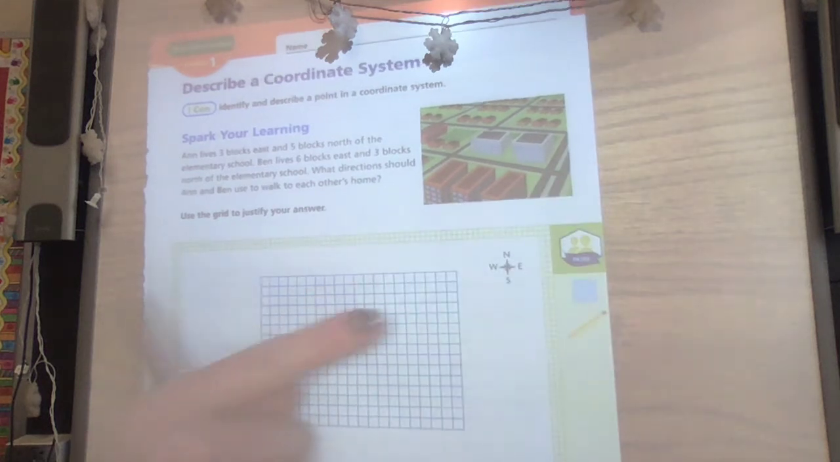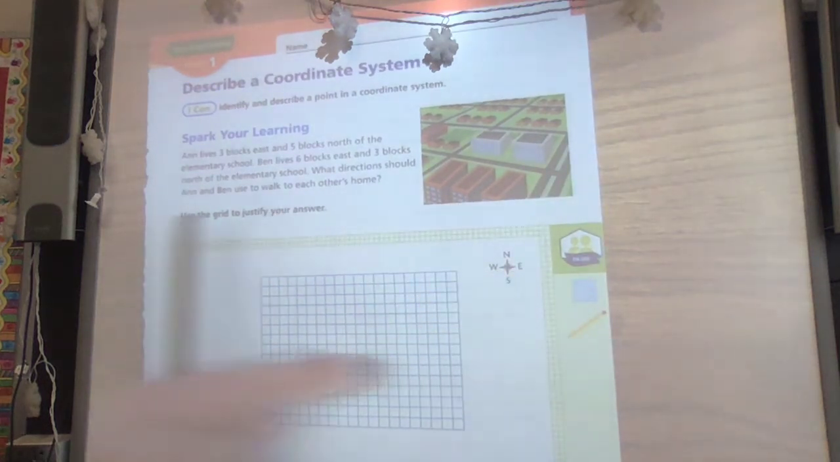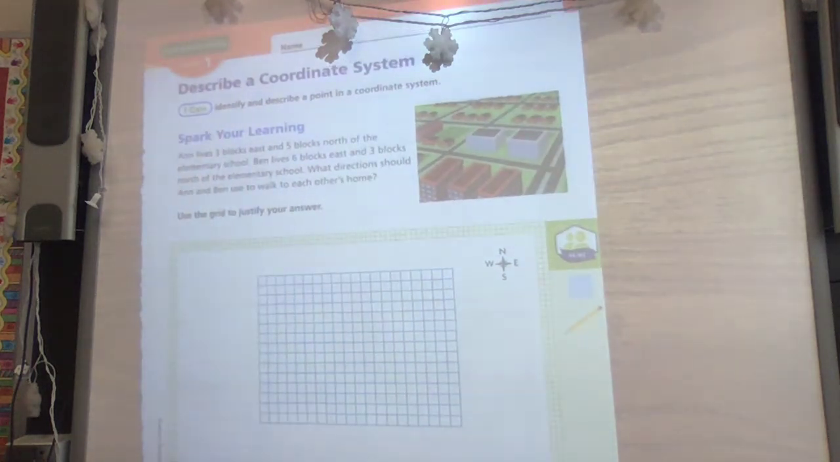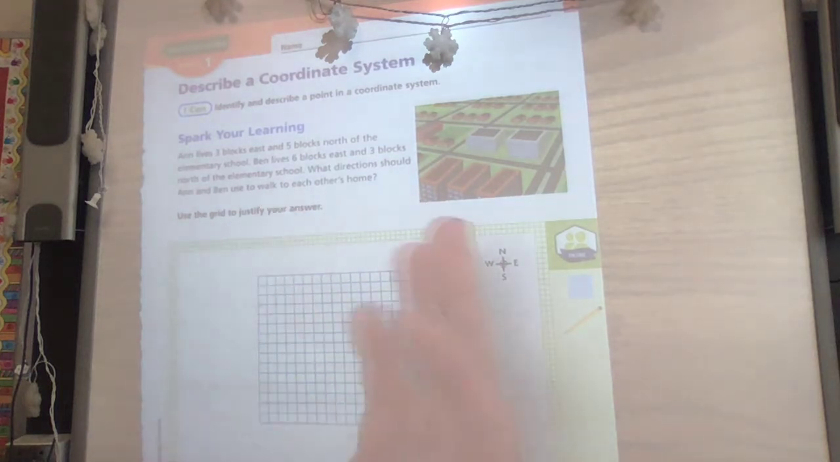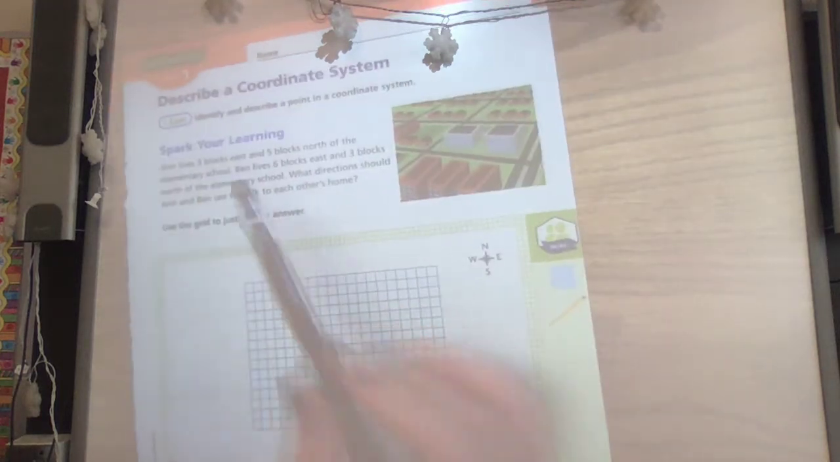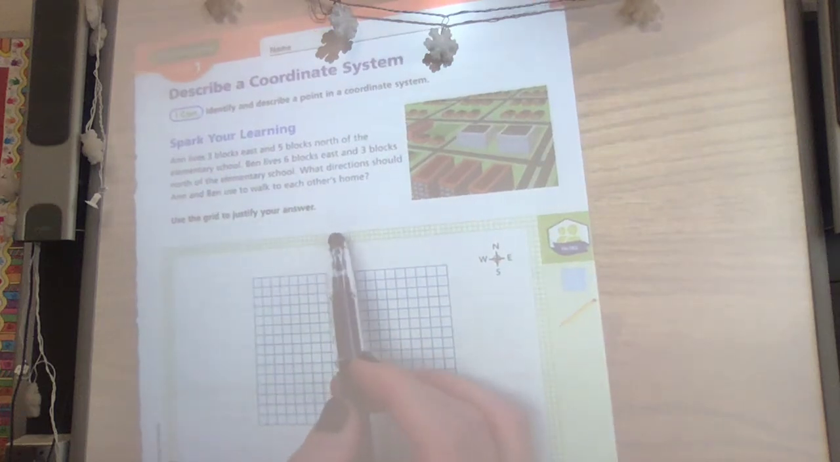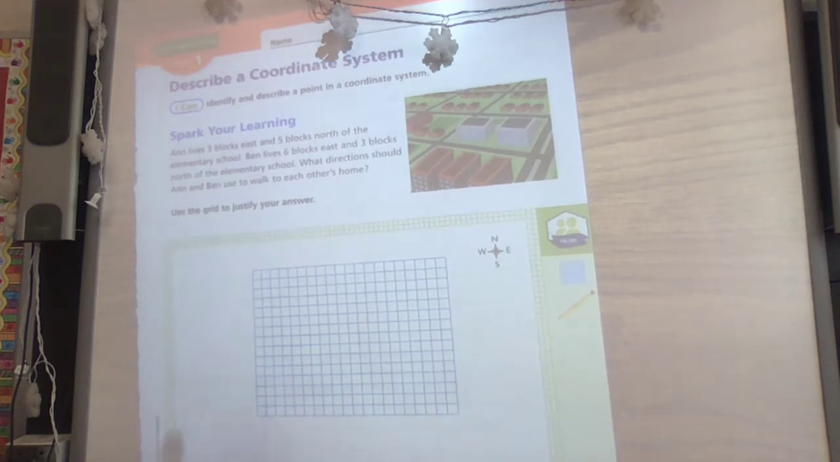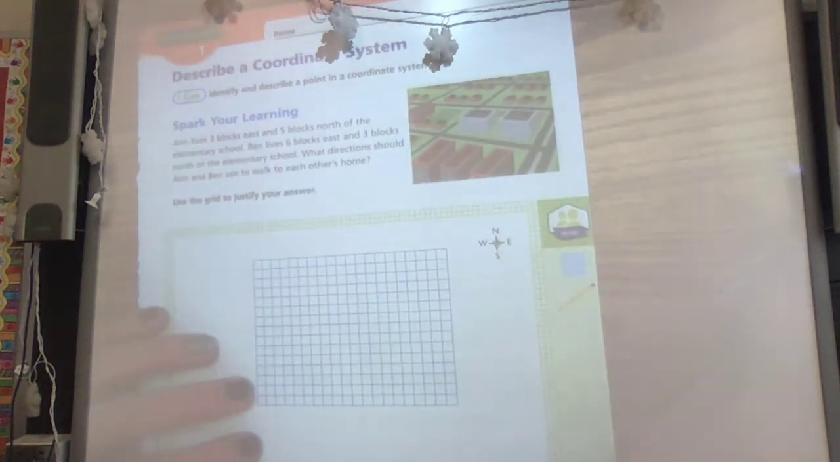We've got east over here, so if we're going east, we're going to the right. West, we're going to the left. North, we're going up, and south, we're going down. So make sure that we are doing that. Now our job is going to be figuring out what direction Anne and Ben should use to walk to each other's home. It doesn't tell us exactly where the school is, but it does tell us where they live in relation to the school.